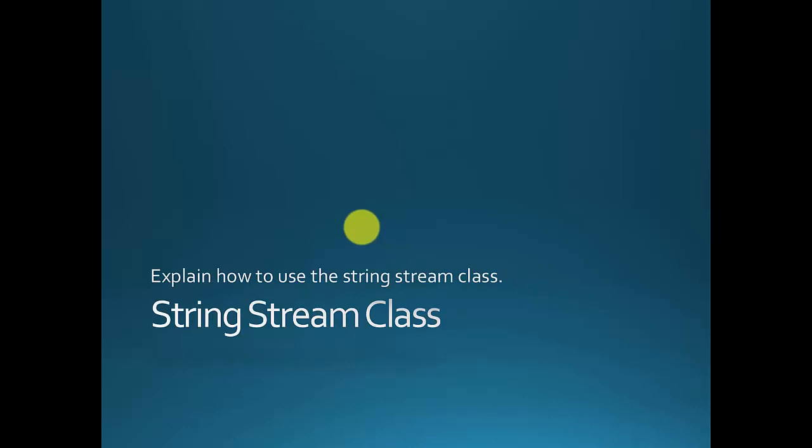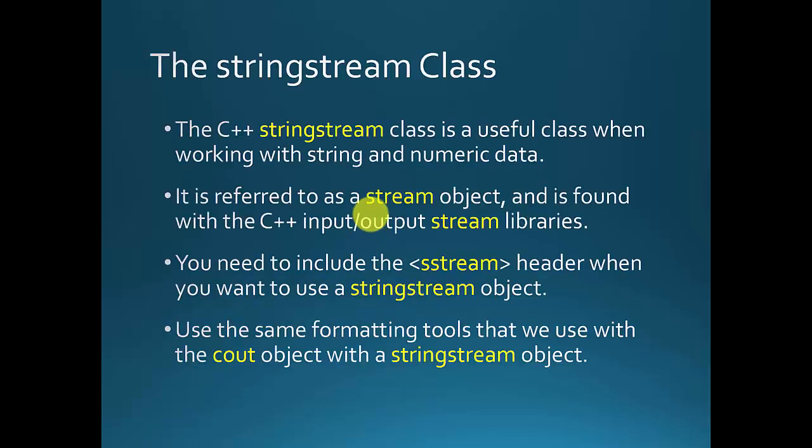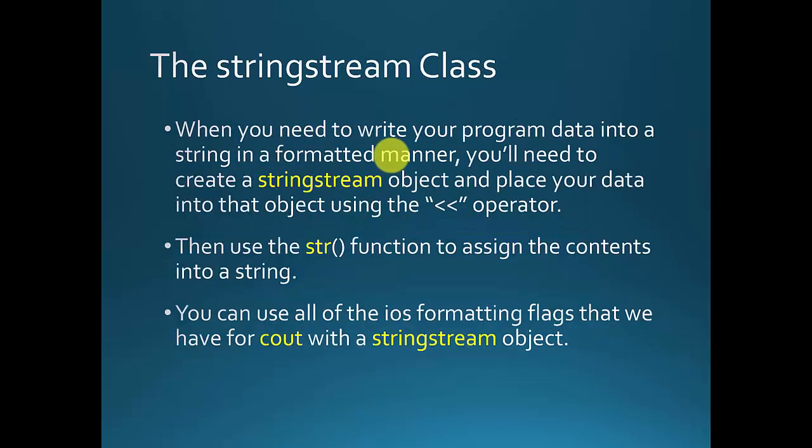The stringstream class is a useful class for building strings. And it's referred to as a stream object because it works very much like other stream objects, like the keyboard and the screen. So, in fact, you know a lot of what you need to know in order to use the stringstream class because you know how to use cout. So, when you need to write your program data into a string in a formatted manner, the stream class will make it easy because you'll be able to use the stream operator, this less than sign, and use the same formatting that you use for cout.